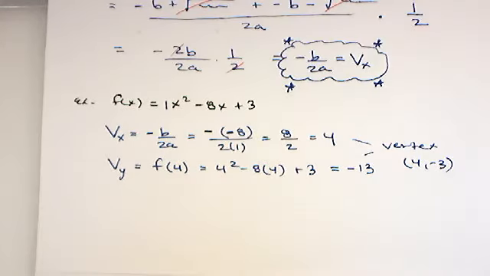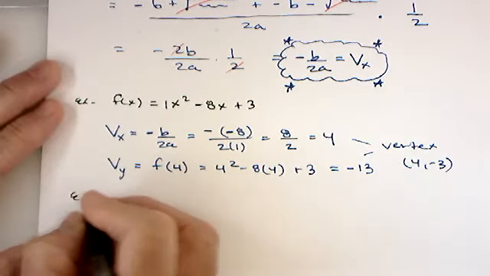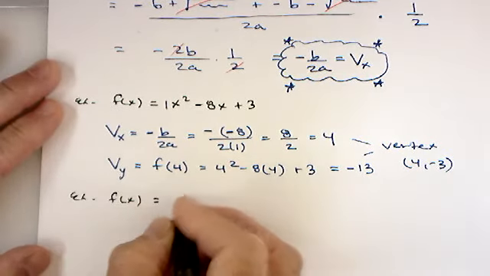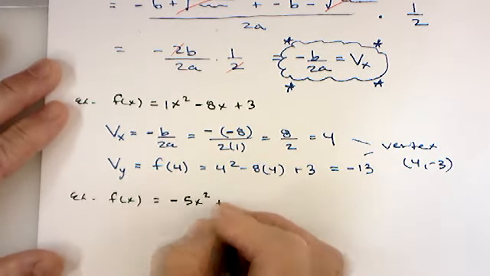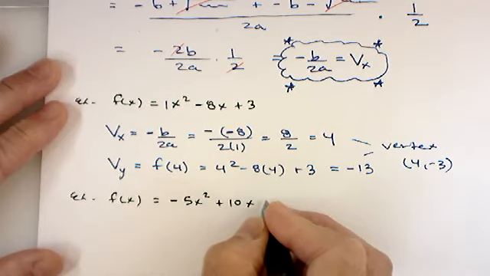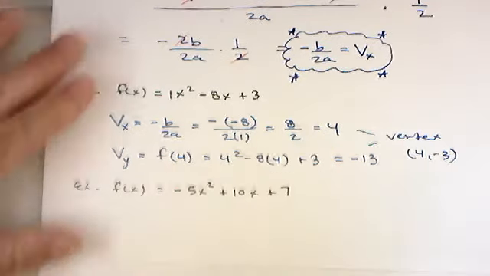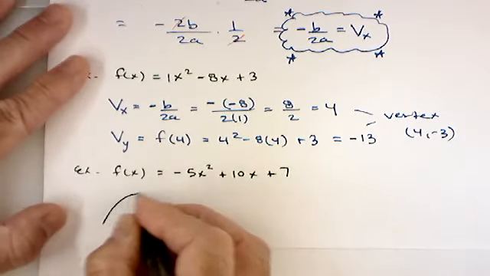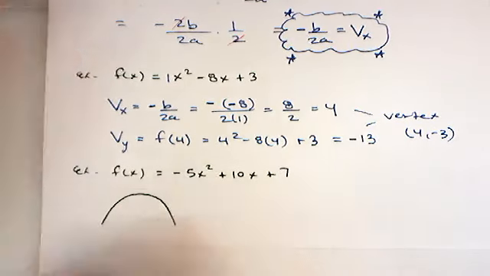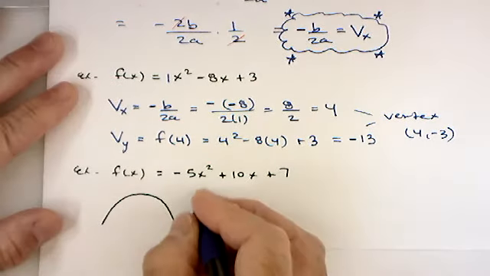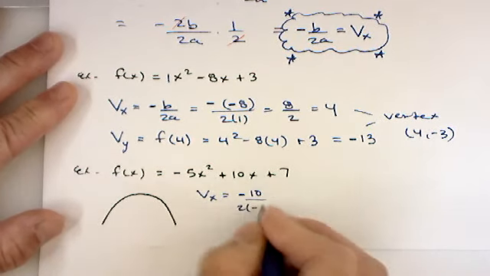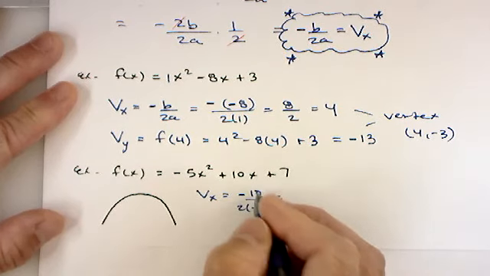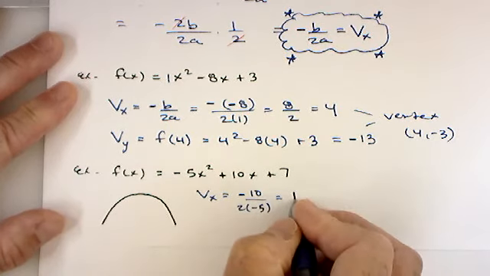You can even do it for some crazy ones. So let's say I had negative 5x squared plus 10x plus 7. This is actually a downward facing parabola because it has a negative x squared. But I can still find my vertex the same way, negative b over 2a, so it's negative 10 over 2 times negative 5. That's negative 10 over negative 10, which is 1.